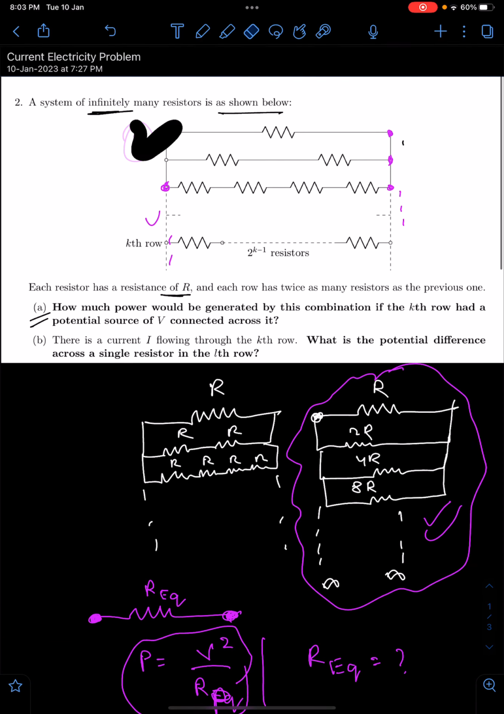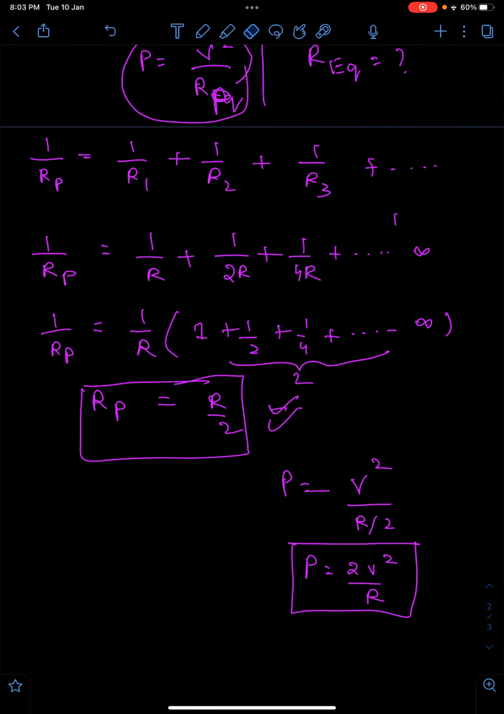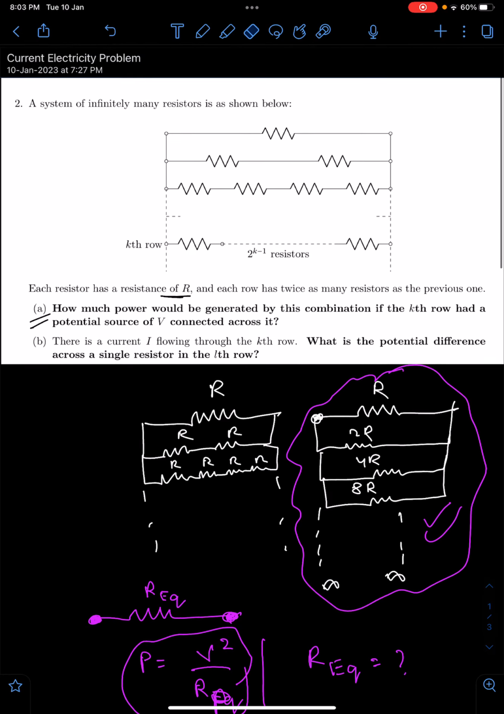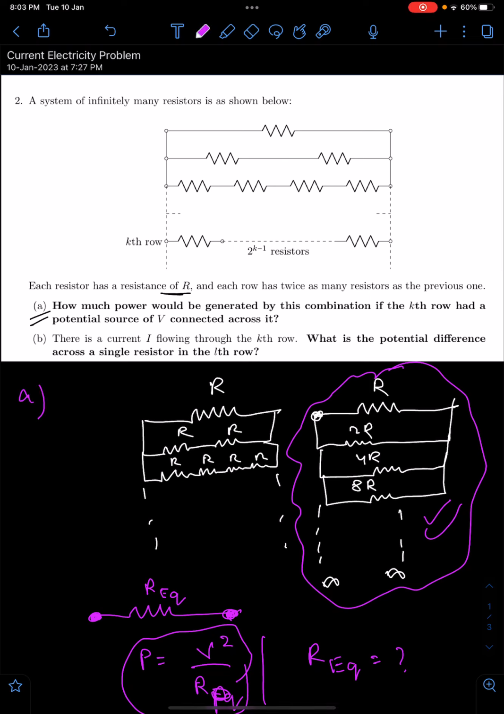This will be the power generated by the combination, right? So this is the first part. This is the A part of the problem. Now let's talk about the B part. This one does not even require GP. This only requires Ohm's law.